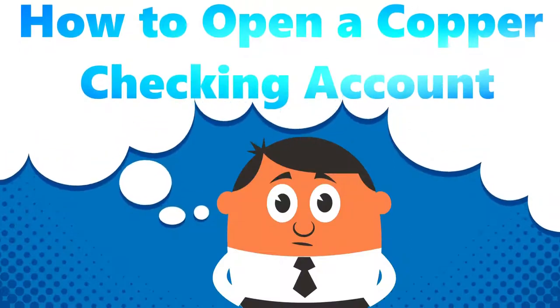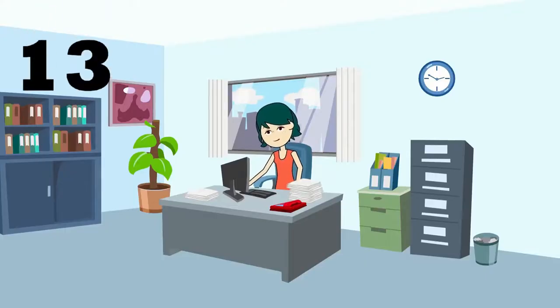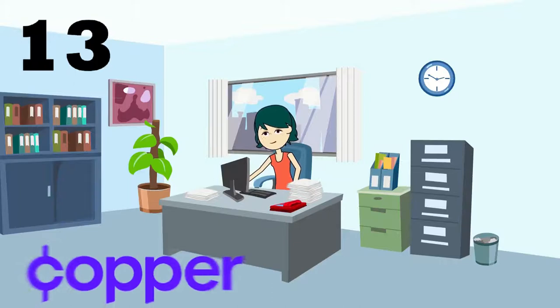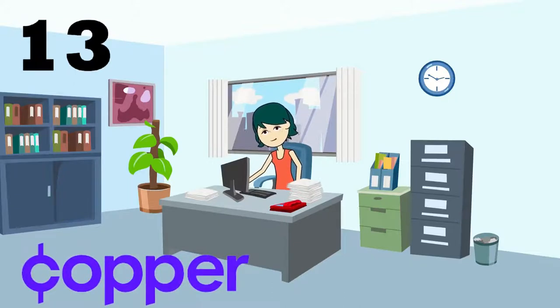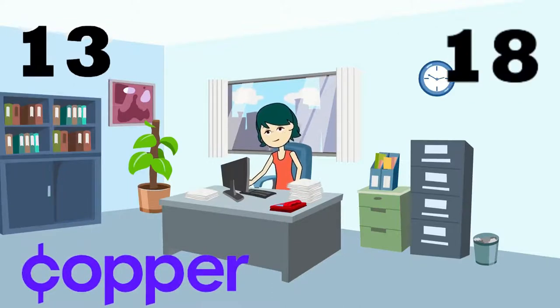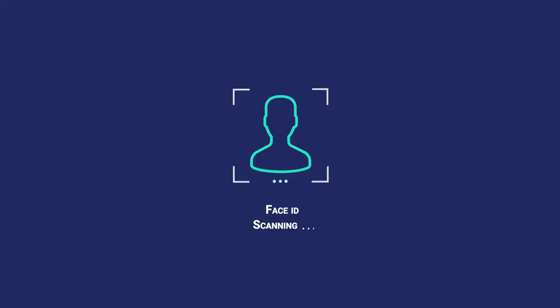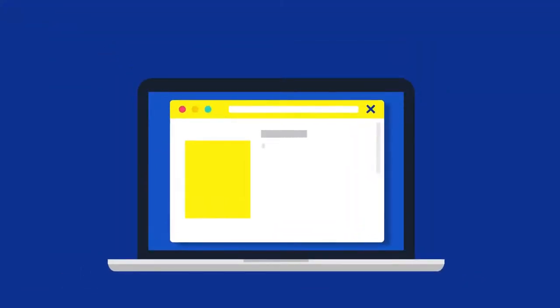How to open a Copper checking account. Any adolescent age 13 and above is able to open a Copper banking account. Copper accounts, on the other hand, must be activated by a parent or guardian who is at least 18 years old. A tax identification number or social security number is also required for the parent or guardian who opens a Copper account. Teenagers can open a Copper banking account by following the steps below.